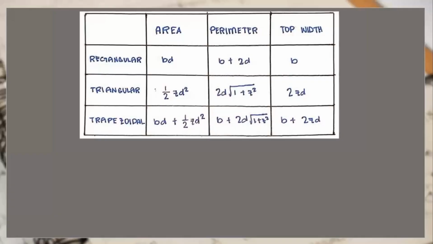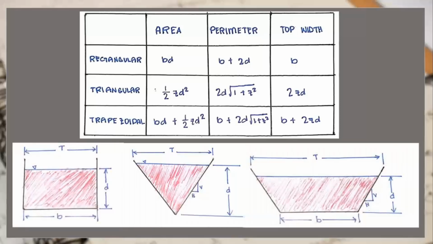Here, we can see the equations of area, perimeter, and top width for commonly used shapes of open channel. For trapezoidal, we can see that its area, perimeter, and top width equations are the summation of the area, perimeter, and top width of rectangular and triangular channels, respectively.